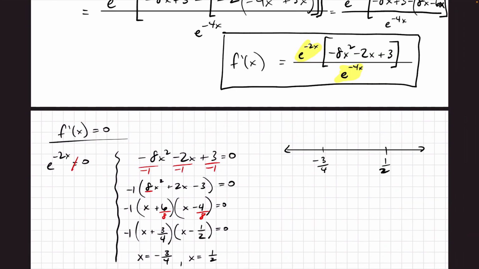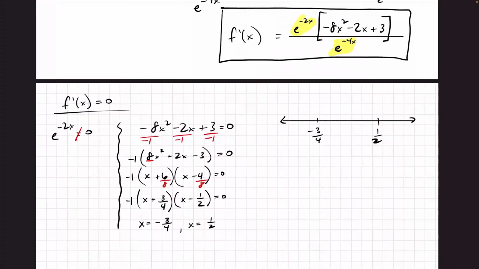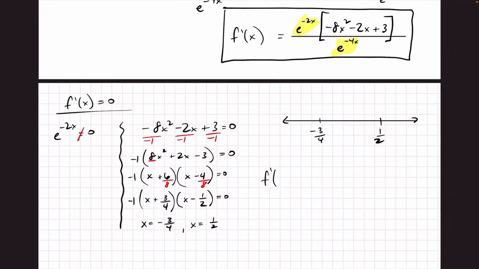This is a part that I don't necessarily need to see. Just tell me, when I pick a number, pick negative 1. Negative 8 times negative 1 squared minus 2 times negative 1 plus 3. So I'm going to get negative 8 plus 2 plus 3. That's going to be negative.